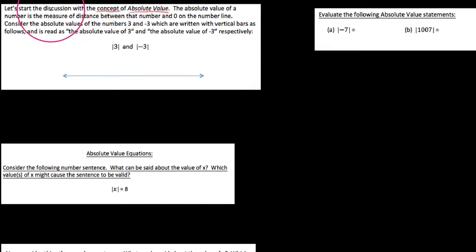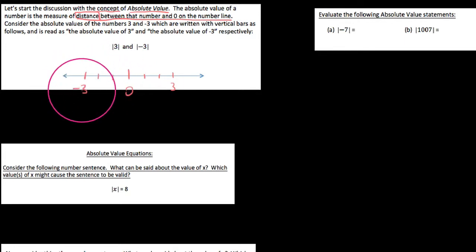We say the absolute value of a number is the measure of distance between that number and zero on the number line. This is actually the formal definition of it. The thing I want to point out here is the key word is distance. When we talk about distance, keep in mind, you can talk about zero here, and we say 1, 2, 3, and I'll go ahead and put 3 on here, and negative 3.